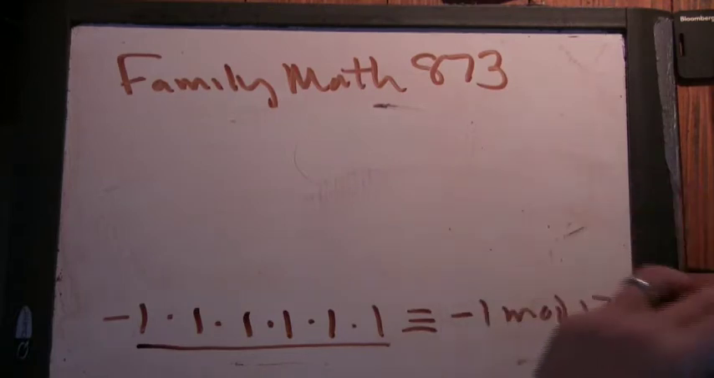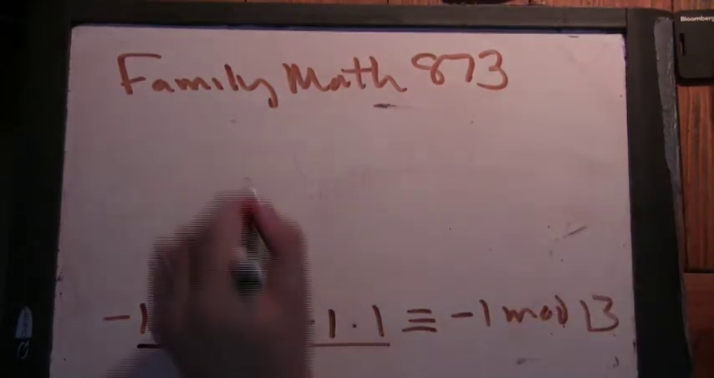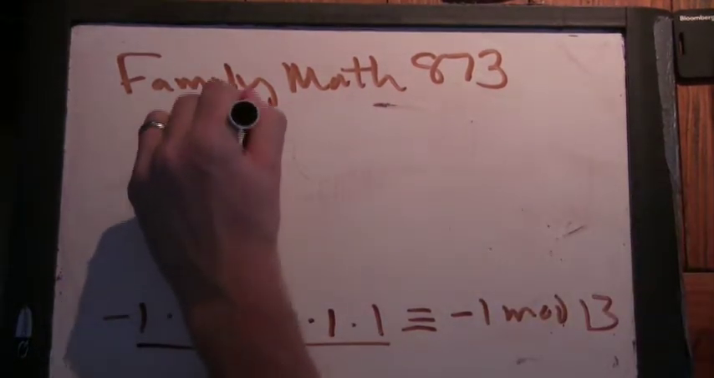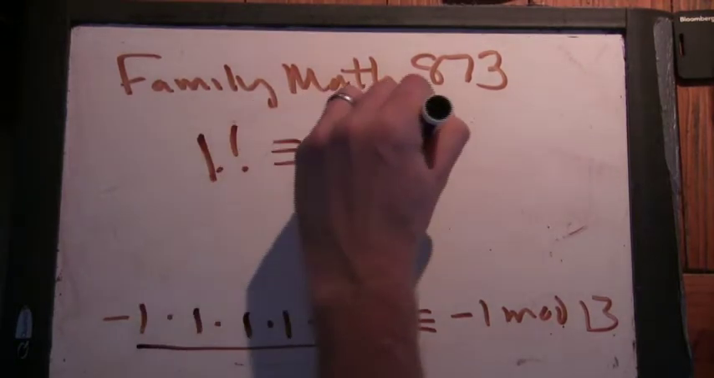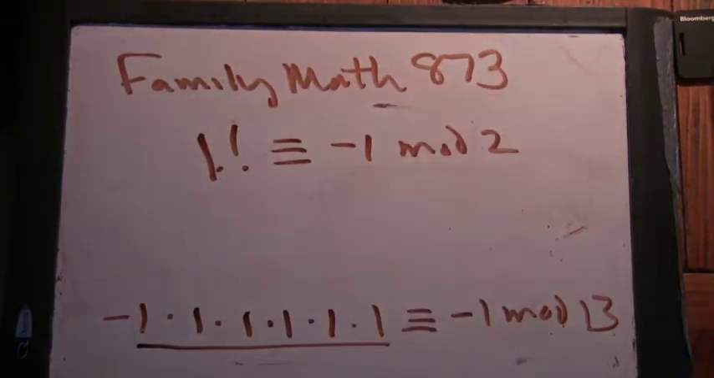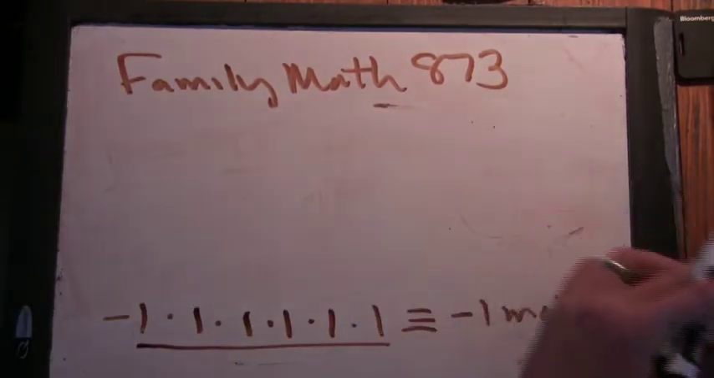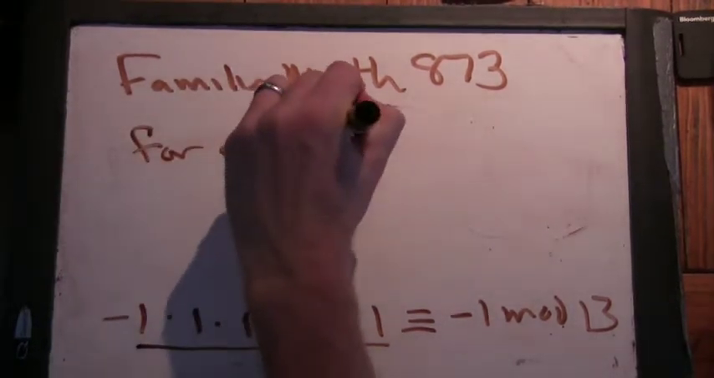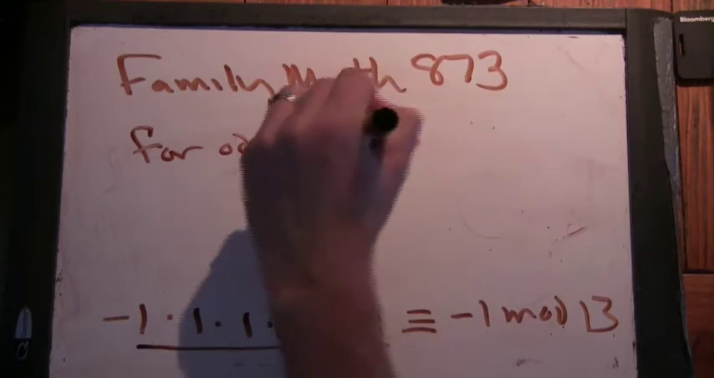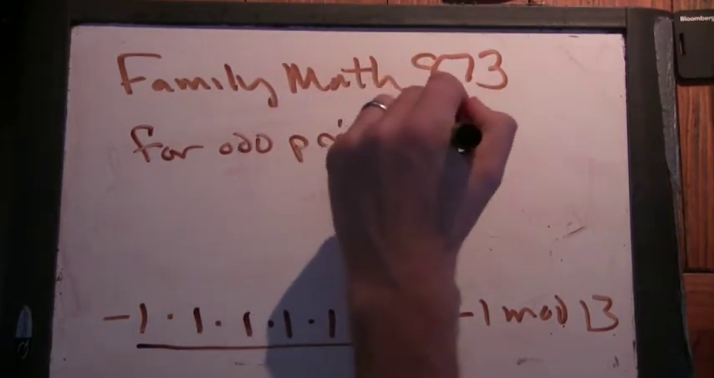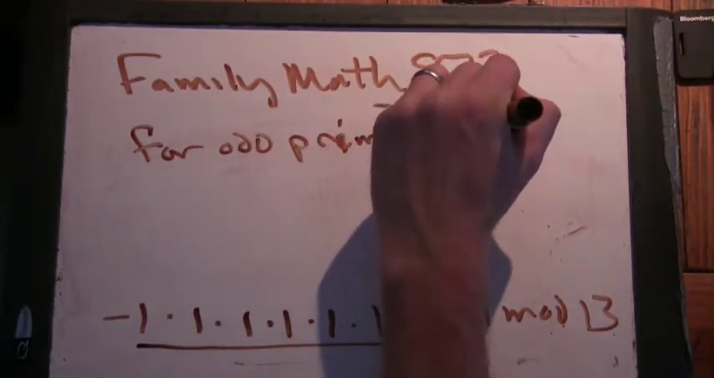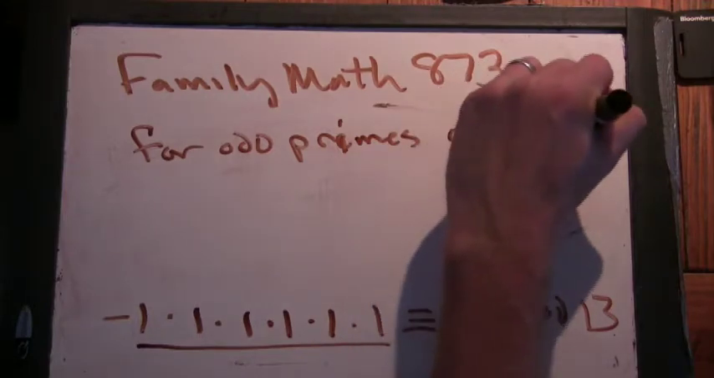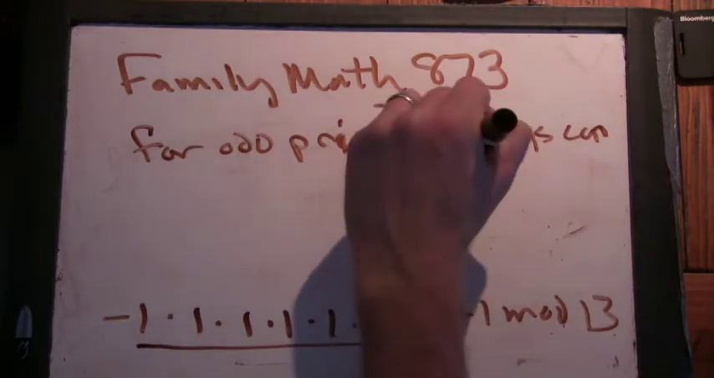Other than 2, don't forget about 2. So we do have to check, is 1 factorial congruent to -1 mod 2? Yes. Okay. All right, so it works there. And for the odd primes, we always have an even number to pair. Odd primes always can make pairs.